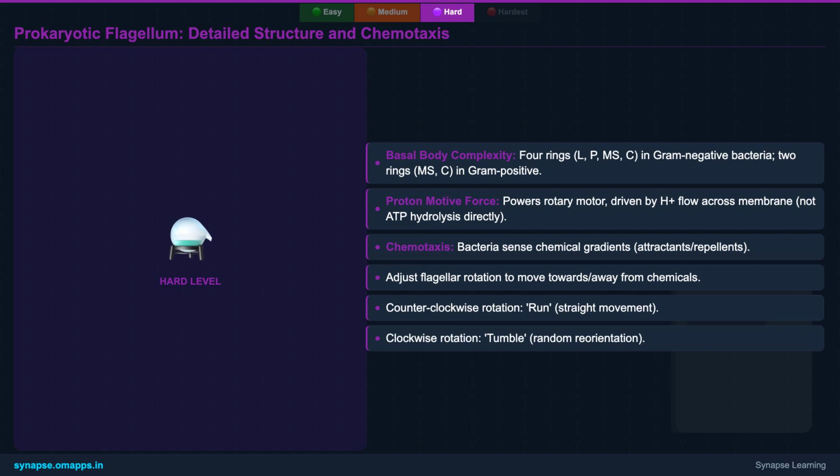Furthermore, bacterial flagella are key to a process called chemotaxis, allowing bacteria to sense chemical gradients and adjust their movement, either running smoothly towards attractants or tumbling randomly to reorient to navigate their environment effectively. This table summarizes the key differences between prokaryotic and eukaryotic flagella.